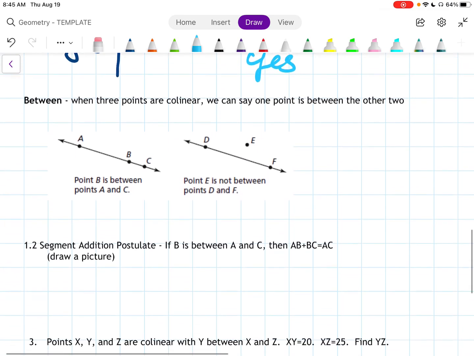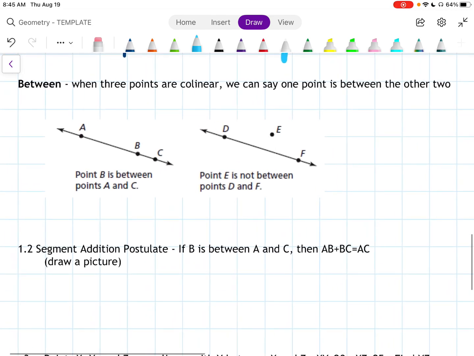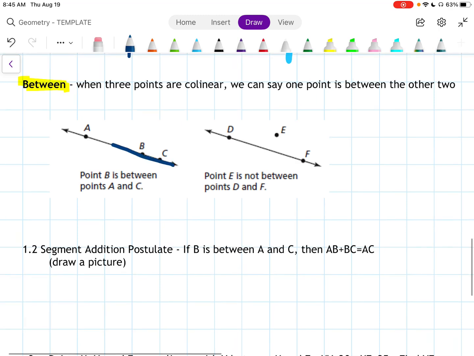All right. Next up, a definition. We have the word between, and it's going to mean exactly what you think. When 3 points are collinear, meaning they're on the same line, we can say one point is between the other two. So here on the left, we have a line, right? We have A, B, and C. They are collinear. They all are on that line. And we say that point B is between point A and C. And hopefully that's pretty easy for us to see.